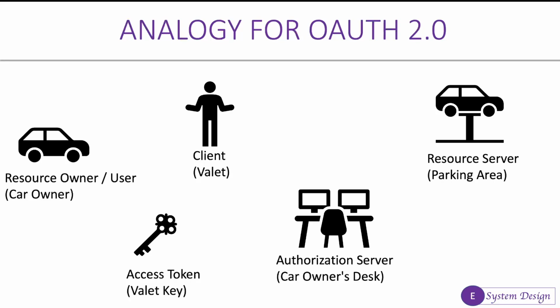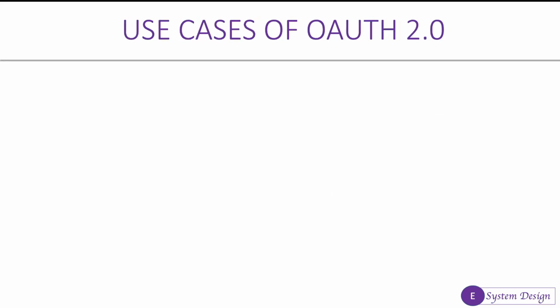So in this analogy, OAuth 2.0 operates similarly by allowing a client application to request access to a user's data or resources through the issuance of an access token. Just as the valet key provided limited access to the car, the access token provides controlled access to specific resources without exposing any sensitive credentials.